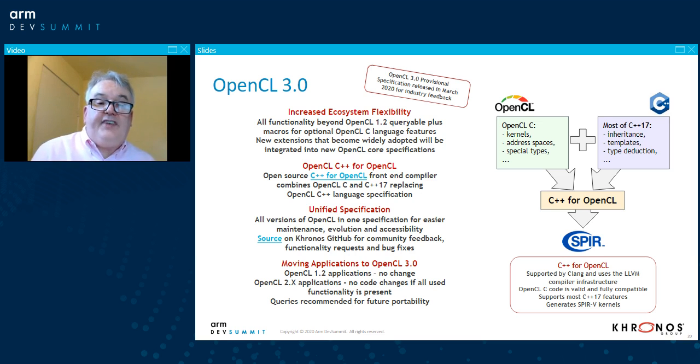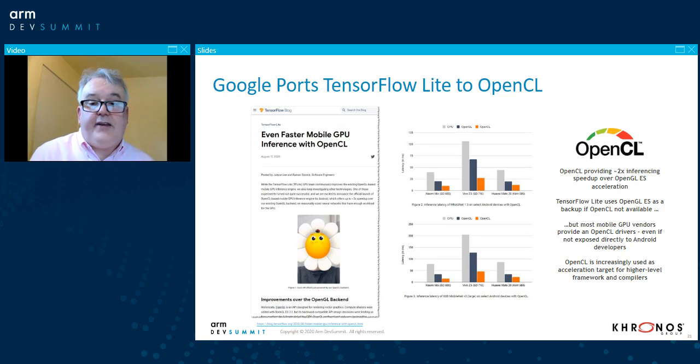Moving existing OpenCL applications to OpenCL 3.0 is straightforward. OpenCL 1.2 code will need no changes. OpenCL 2.x applications will also need no code changes if the OpenCL 3 driver supports all the functionality that they use. Looking forward, applications that wish to run portably across multiple OpenCL 3 devices should query 2.x level functionality to ensure that it's available on their device.